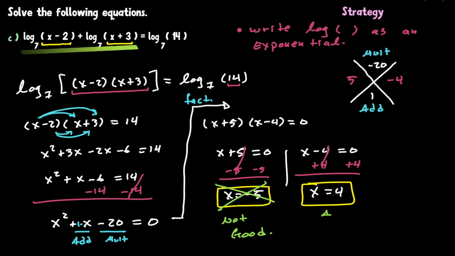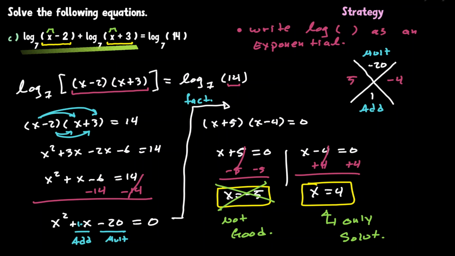And now when we check our value of x equals 4, there is no problem, because when we plug it into the first expression, 4 minus 2, it is positive 2, that's okay, it's a positive. And when we plug it into the second, 4 plus 3, that is equal to 7, it is still a positive, so that is good. So therefore, the only solution is x is equivalent to 4.